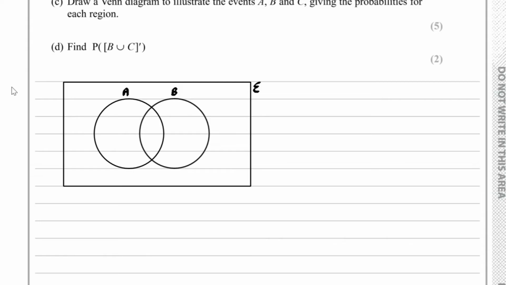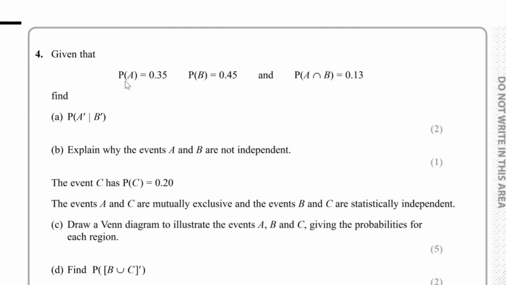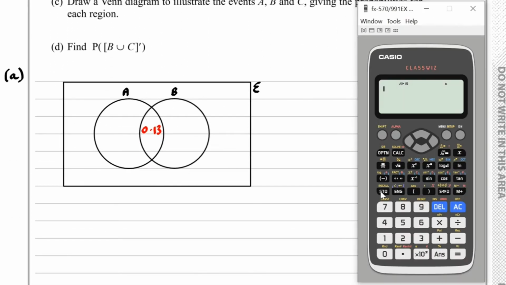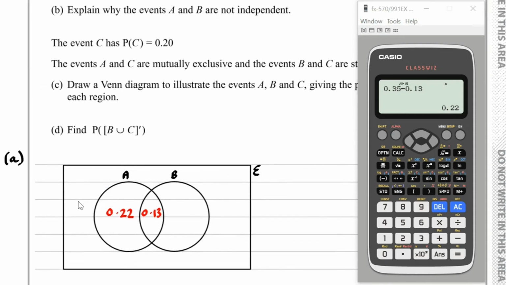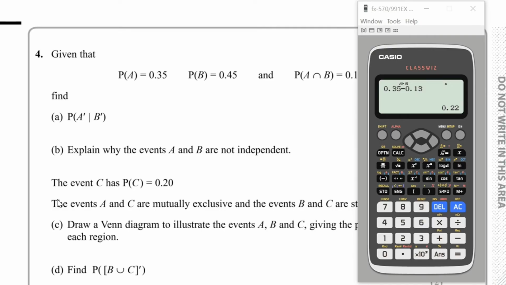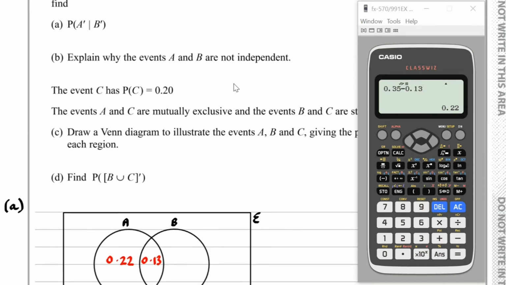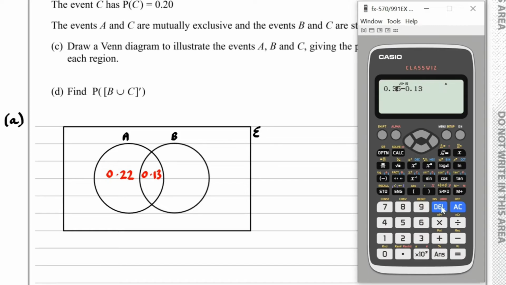Now, the best way to approach this question is to draw a Venn diagram. We've got events A and B, and we know that the probability of A and B is 0.13, and we know the probability of A is 0.35, so the probability of A only is 0.35 subtract the 0.13, which is 0.22. So A only is 0.22, and the probability of B is 0.45, so the probability of B only is 0.32.